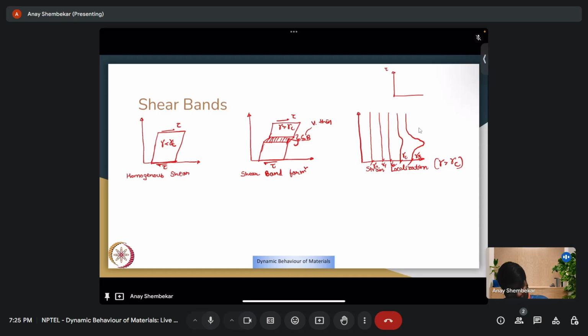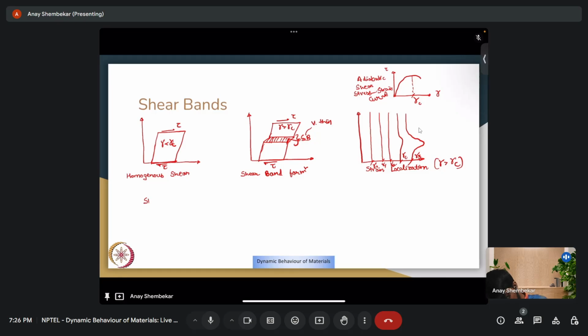So if I plot tau versus gamma, it reaches a critical value. This is the adiabatic shear stress strain curve, beyond which it can no longer support increases in stress. So an instability is formed at that maximum of the plot.